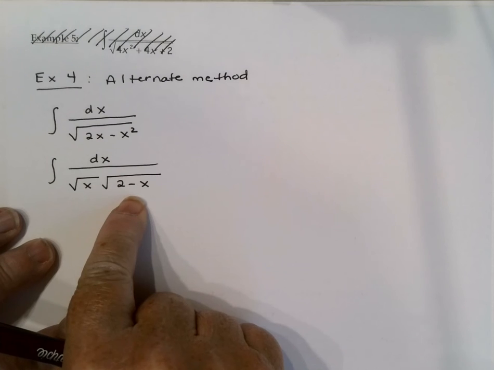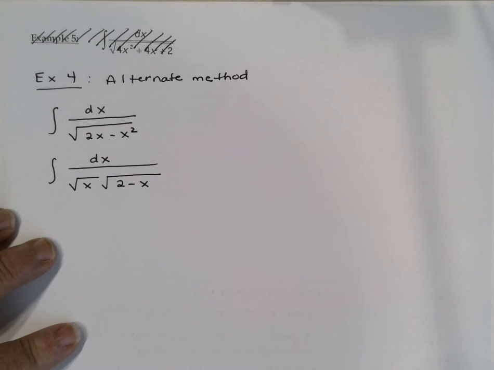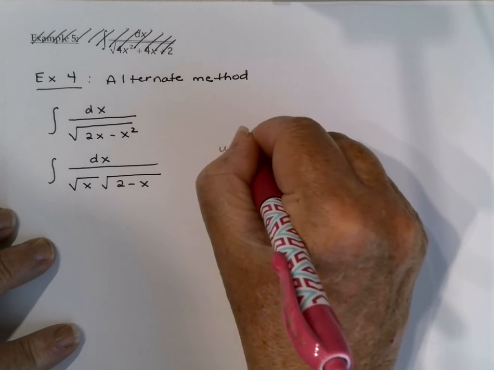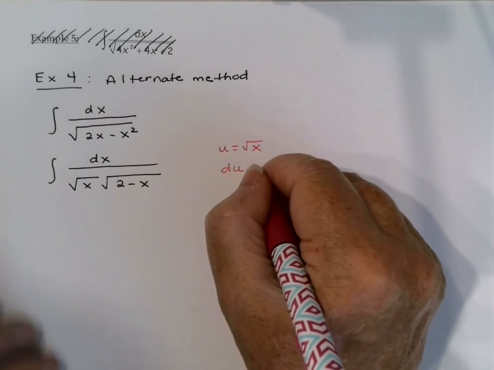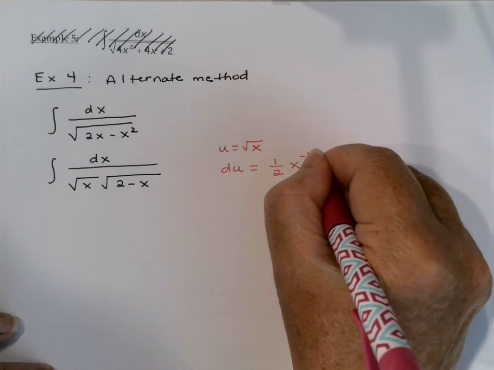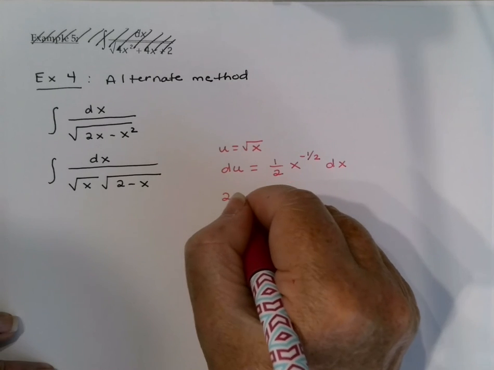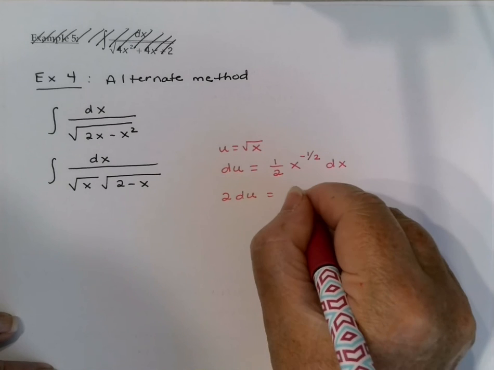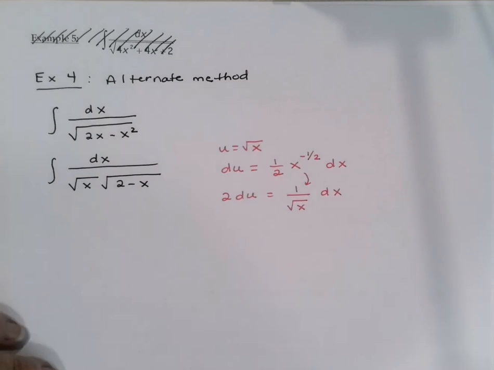So notice with both of those being square roots, if I distributed, I'd have 2x minus x squared back under the radical. And then he chose to let u be the square root of x. It's just a standard substitution, not a trig substitution. So du is 1/2 x to the negative 1/2 dx. And 2 du would be 1 over the square root of x, for that x to the negative 1/2 dx.